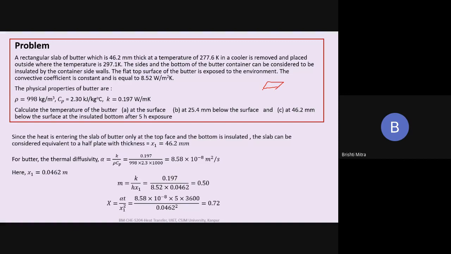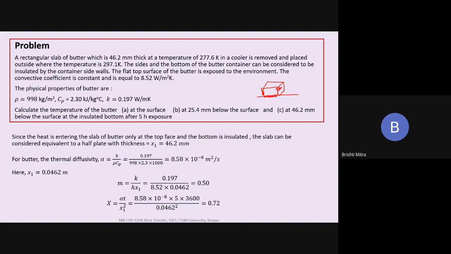We have a slab of butter like this. You are told the thickness of this butter slab, and you are told the temperature. This butter has been taken out and kept on a table or something like that, and the sides and the bottom of the container can be considered to be insulated. So the bottoms are insulated, all the sides are insulated.